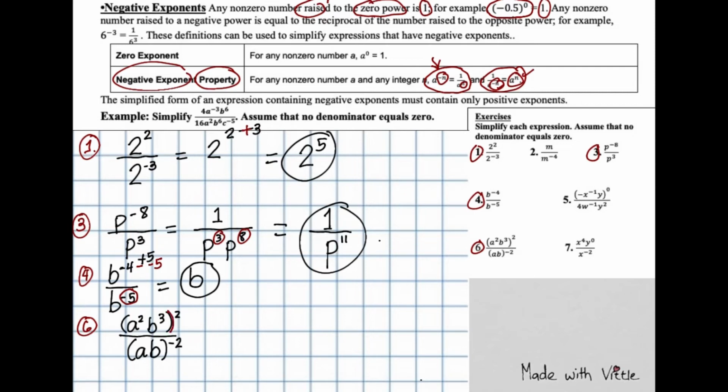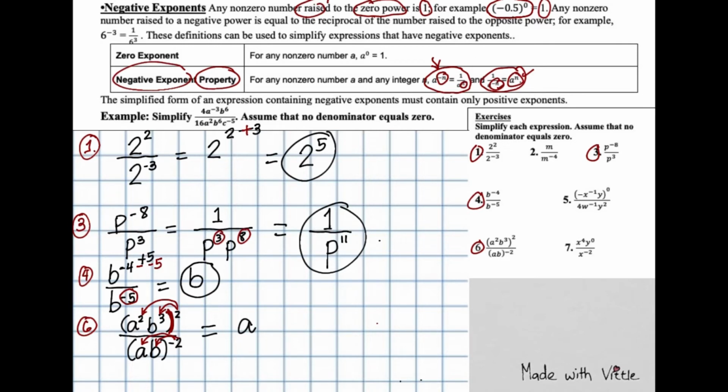In this case, everything is raised to the second power on our numerator, so you have to multiply each power by the power outside. Same thing at the denominator, you have to multiply each power by the negative 2 power. Remember, parentheses between powers means you multiply their powers.